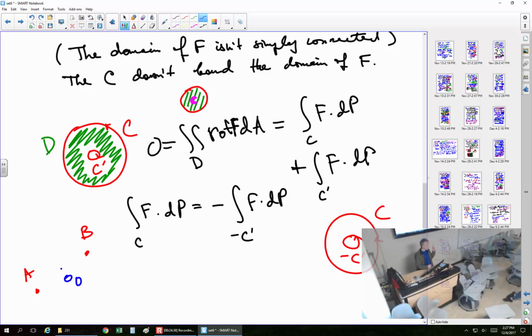suppose this is zero, it is a hole in the domain, and I'm looking at the same vector field, so I have two paths, and say I have three paths and four. So you see what I'm saying? From point A to point B, there are many paths to get there. The answer depends on the path, but not entirely. These two are equivalent. They will produce the same work. And these two are also equivalent. They will produce the same work, but these two will not.